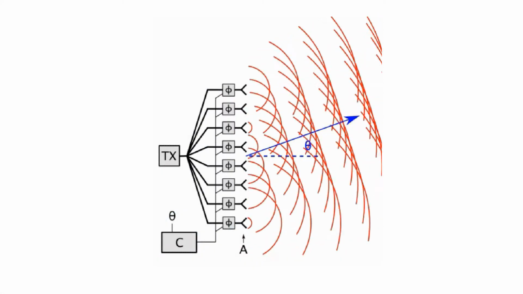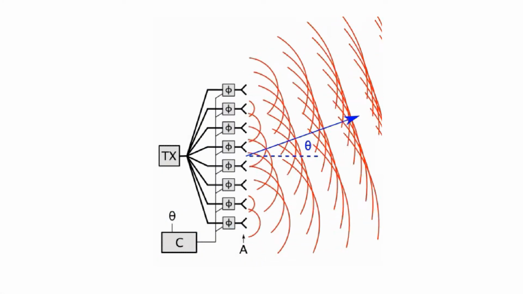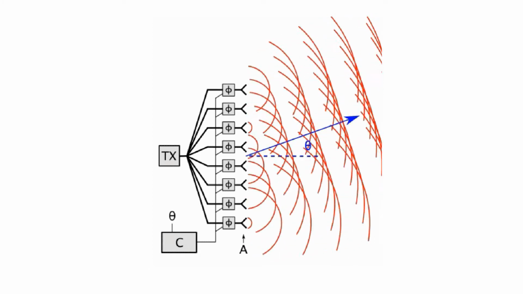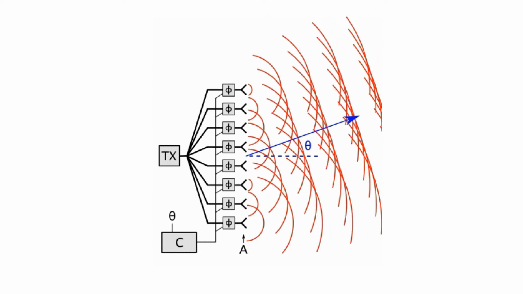From this animation, you can see how transmitting a signal from multiple antennas at slightly different phases can steer a beam. The exact same concepts can be applied to receiving.